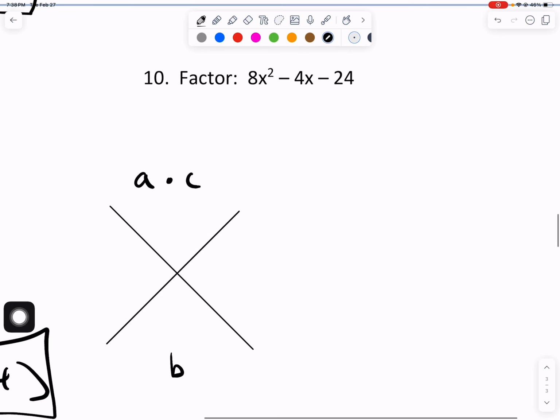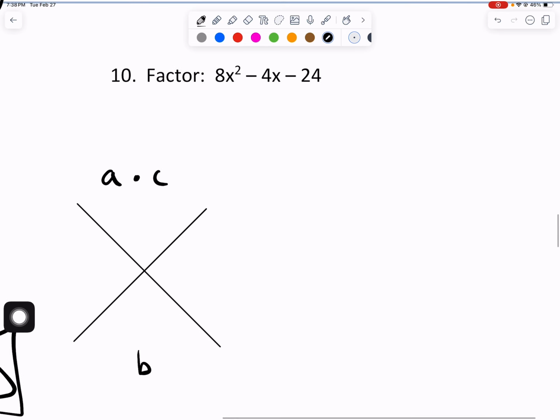All right, and for number 10, last but not least, we saw something like this earlier. I do believe 8x squared minus 4x minus 24. Actually, I don't think we did. All right, what can we do? So when you get here, you're going to be thinking, oh my goodness, Mr. Richards, what do I do? A is not 1 anymore.